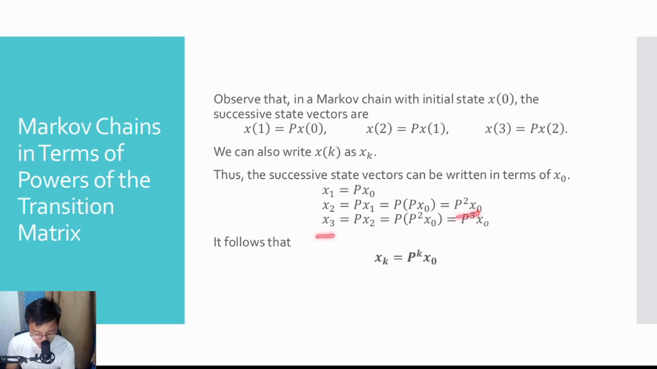So P cubed x sub 0 is just P times P squared x sub 0, which is P cubed x sub 0. So from this, we can define a pattern. It follows that x sub k is just P raised to the power k times the initial state vector x sub 0. Okay, so this is one way of getting state vectors at time equals k.